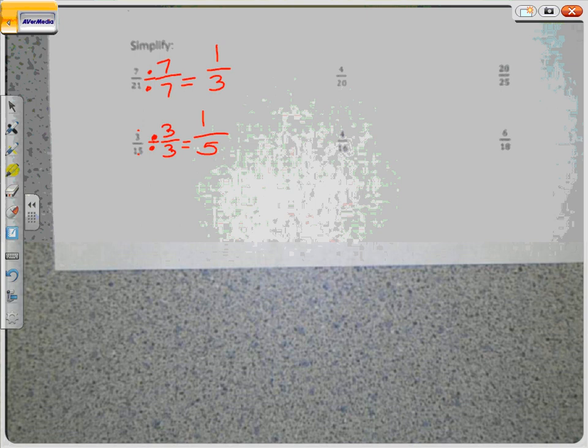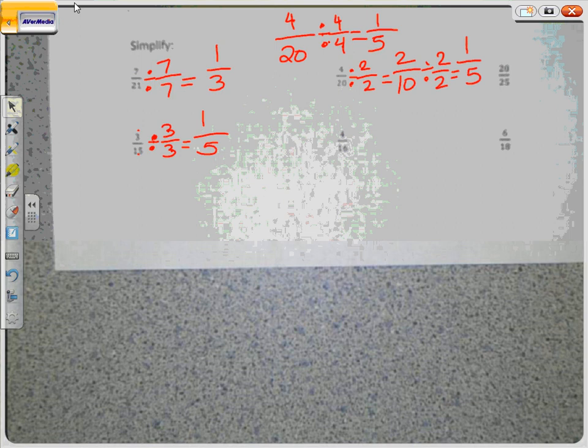4/20, again, I told you guys if it ends in a 2, 4, 6, 8, or 0, I can divide by a 2, which would give me 2/10. But 2 and 10, I can divide again by a 2. You have to keep dividing until you can't by the same number, which is 1/5. Or you could have done it this way, where you know automatically that they're both divisible by 4. 4 divided by 4 is 1. 20 divided by 4 is 5. Go ahead and try the last 3 problems, and I'll see you tomorrow.